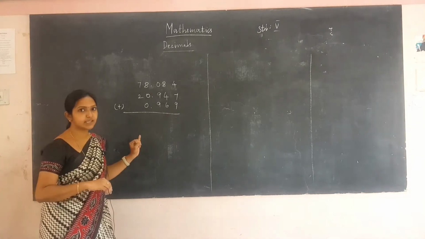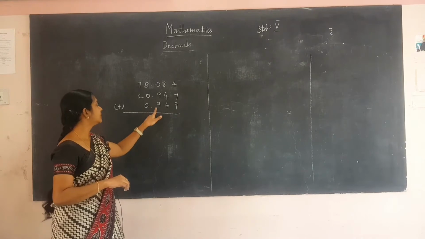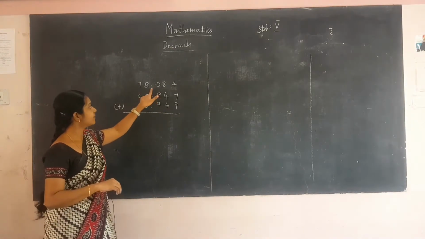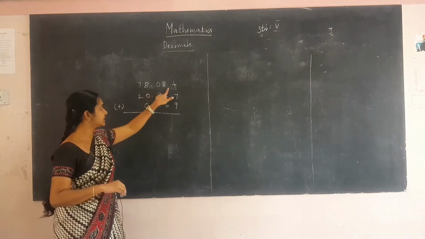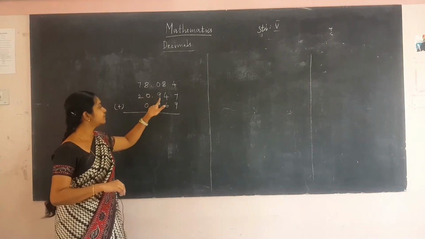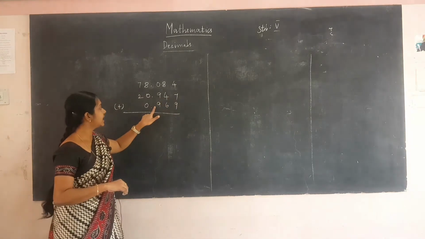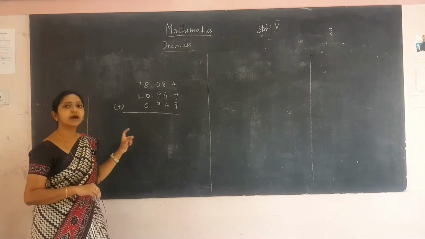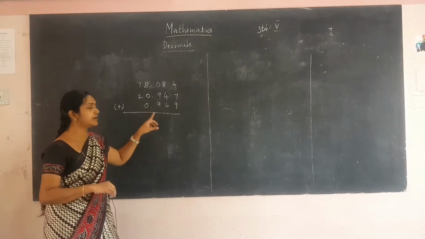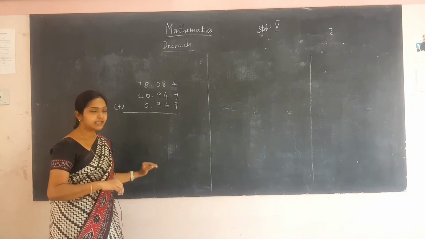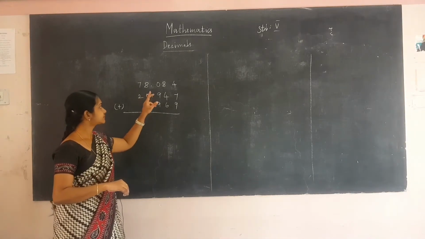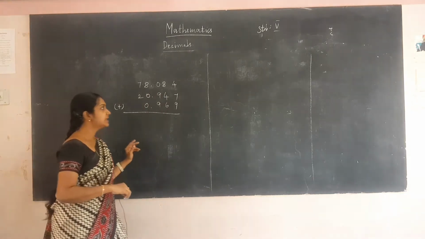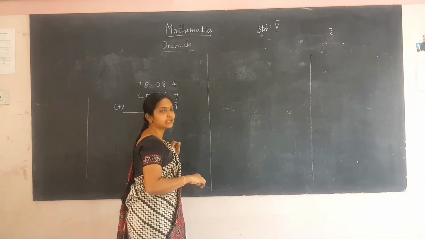Like decimals means after the decimal point, the number of places must be equal. Here, the number of places after decimal point is 3. Here also, the number of places after decimal point is 3, and here also the number of places after decimal point is 3. If the number of places after decimal point is equal, they are like decimals. If the places are not equal, they are unlike decimals. Let us see 2 examples for unlike decimals.